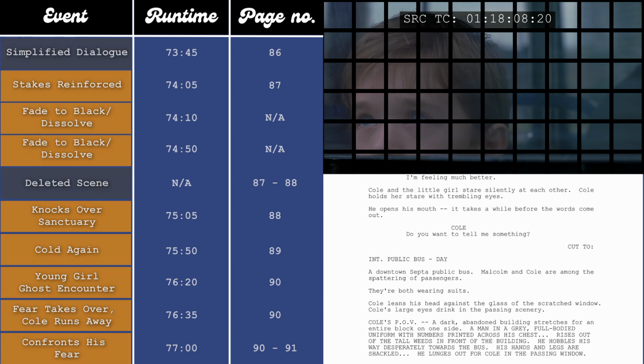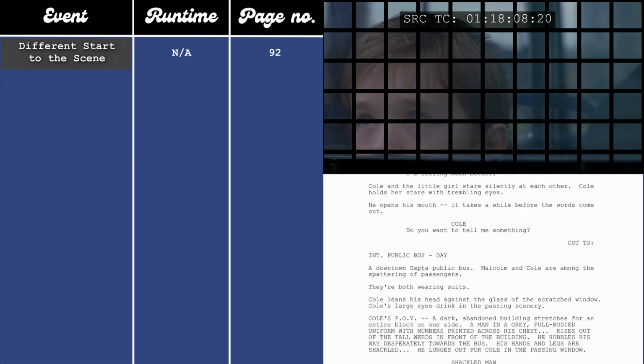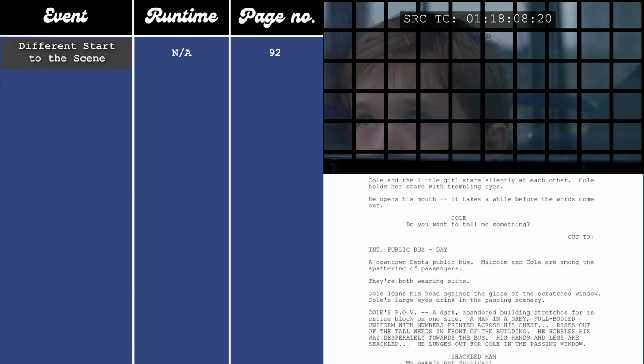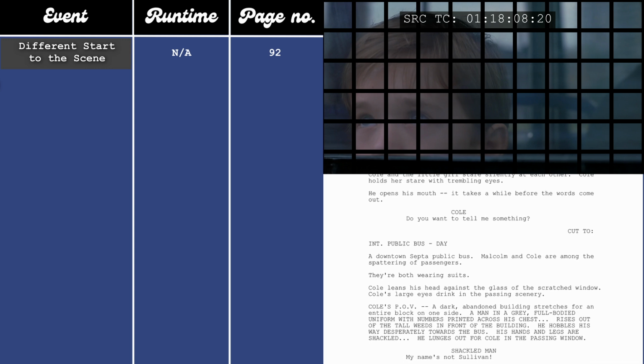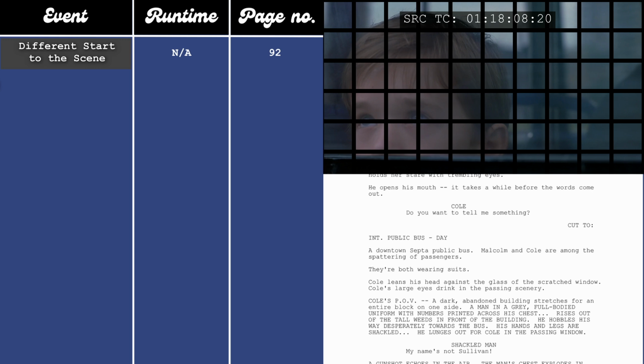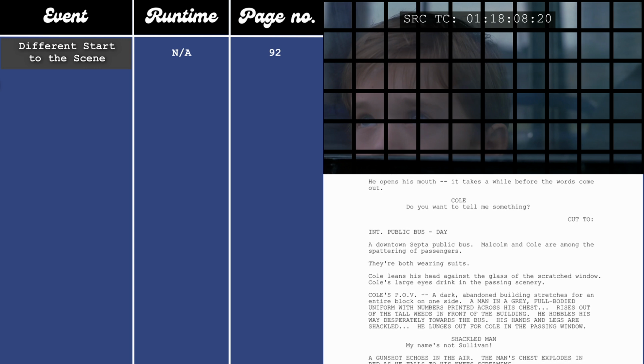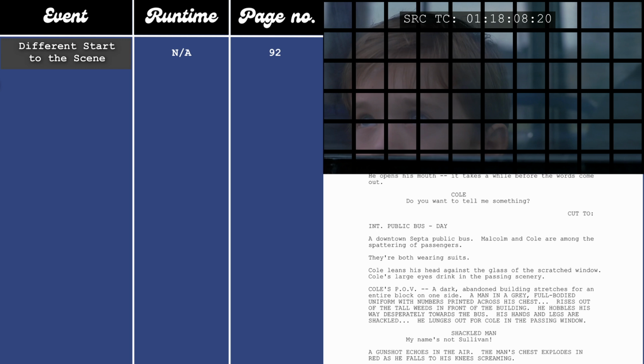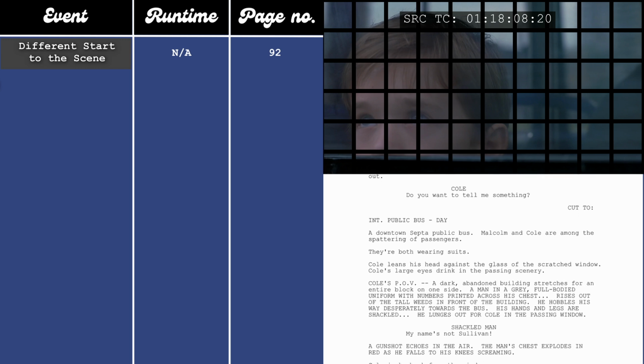In the script it reads, interior public bus, day. A downtown SEPTA public bus. Malcolm and Cole are among the spattering of passengers. They're both wearing suits. Cole leans his head against the glass of the scratched window. Cole's large eyes drink in the passing scenery. Cole's POV.